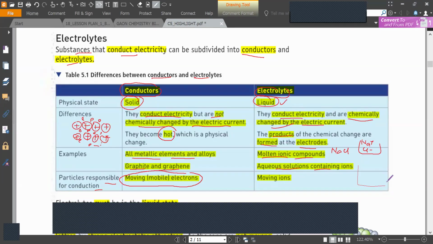Aqueous solutions means we dissolve in water. So we have the water molecules, and then we also have the sodium chloride. That's the aqueous. The particles for conduction are the ions, the sodium ions and the chloride ions. So here will be the electrons.